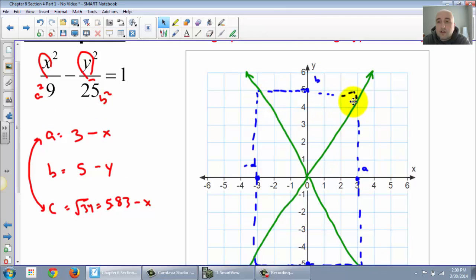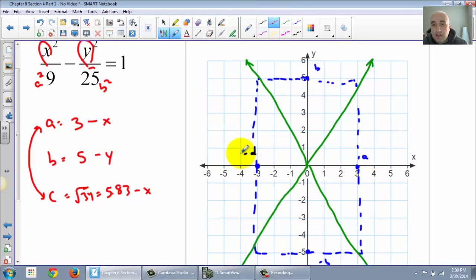Alright, so these are a little bit closer now to the corners. They should go right through the corners of your rectangles. Alright, now those are lines of asymptotes. Now, we have enough information now to draw our hyperbolas. Okay? So we always draw them through the A values.